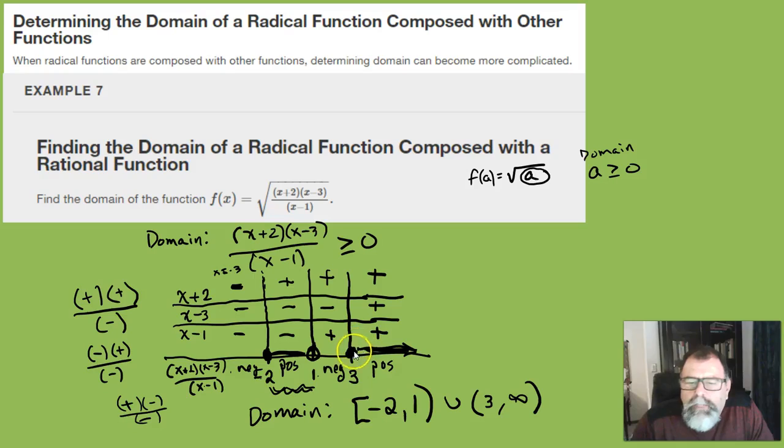Oh, and did you catch my mistake? This is a solid dot because we can be equal to 0, so that should include 3. This one is a parenthesis because the denominator can't be 0, so you have to exclude that one.